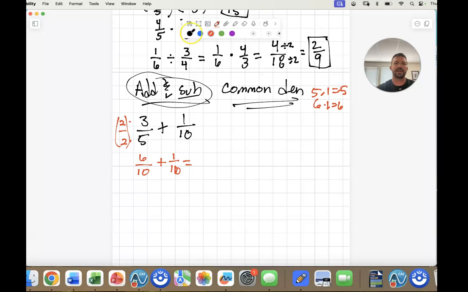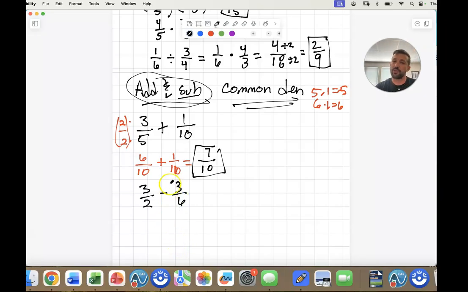Awesome. Switch this to black. Why isn't it switching? There we go. Okay, so now I have a common denominator. 6 over 10 plus 1 over 10. Now, since you have a common denominator, you just keep your denominator and you just add on the top. 6 plus 1, 7. And then you see if you can simplify it. I cannot here. Cannot simplify. So there's my answer. Okay? So that's an addition one. How about we do a subtraction one? 3 over 2 minus 3 over 6.